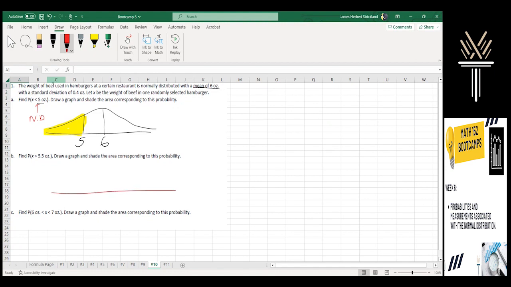On the next one, a rough sketch. You don't need to draw anything pretty. In the center is 6. 5.5 is smaller than 6, so it's over here. But now I see it's greater than, so I draw on the right. All this is my shaded picture. When it's greater than, because that gives it to you on the right, we need to do 1 minus norm.dis.